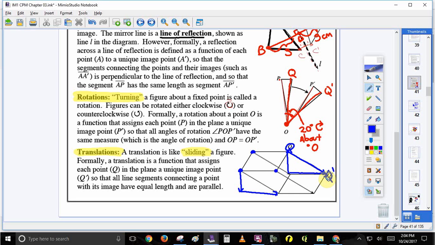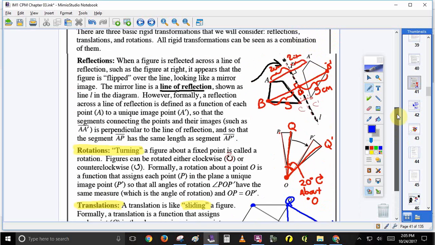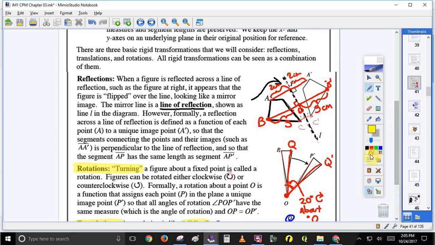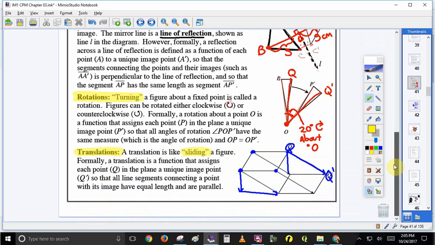Okay guys, so those are your three rigid transformations. We had reflections, which were when the image got flipped. We have rotation, which is when it gets turned, and we have translations.